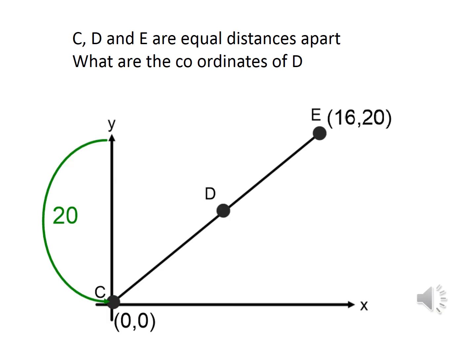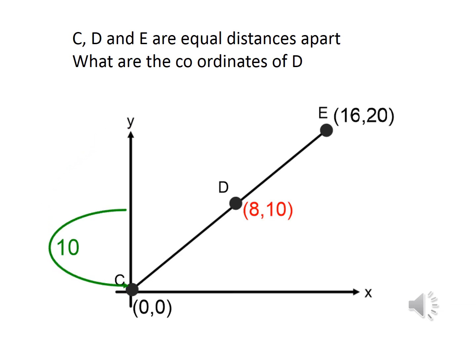If we know that the big jump on the y-axis from C to E is 20, and we can see it goes from a y-axis coordinate of 0 at C to a y-axis coordinate of 20 at E, then we know the jump between C and E on the y-axis is 20. Because we know that point D is halfway between C and E, the jump from C to D must be half of that. So we've worked out that the y-axis coordinate for D must be 10.